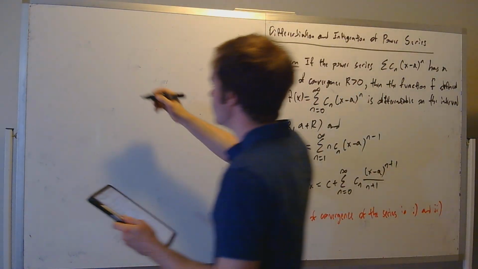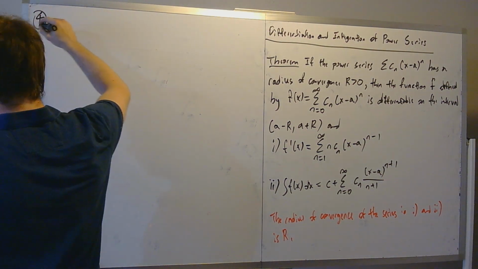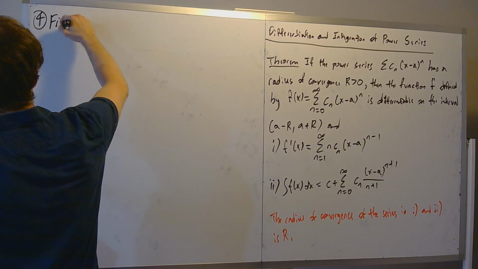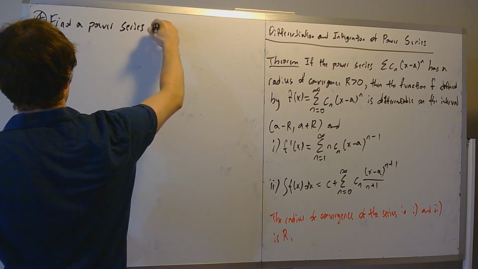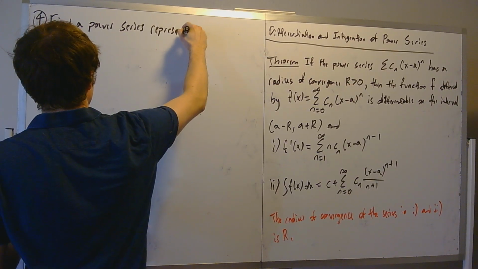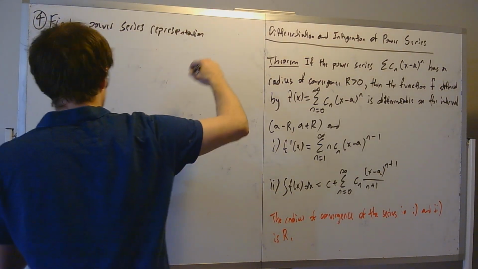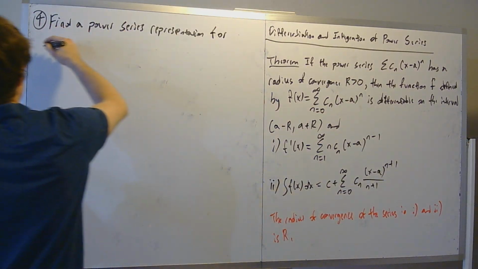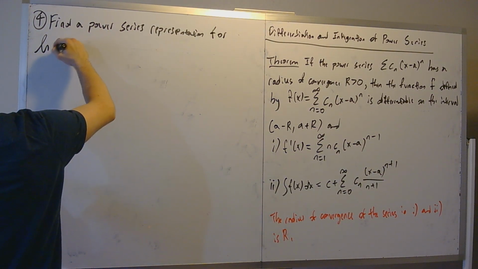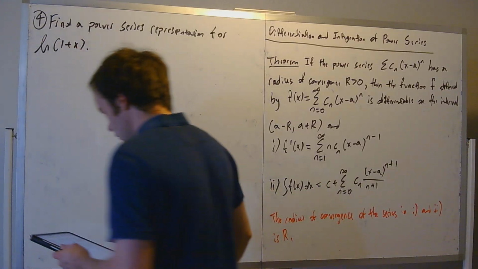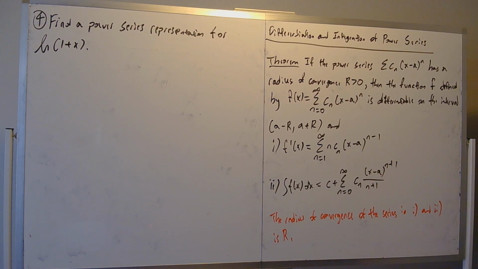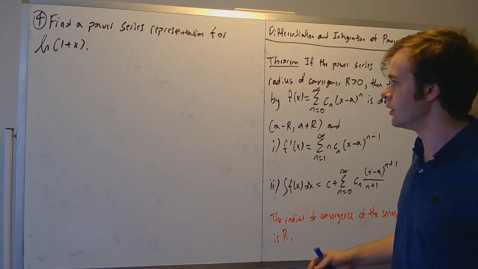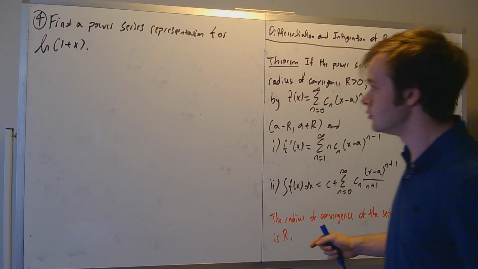Okay, example number 4 is going to say find a power series representation for the natural log of 1 plus x. Okay, so let's try to think about, well, we can try to use this theorem. Taking the integral of this thing might not be all that helpful, but we do actually know how to take the derivative of this thing.